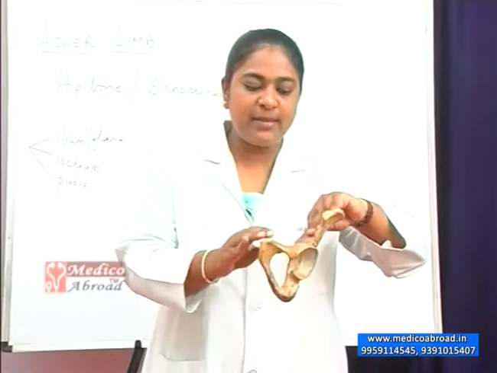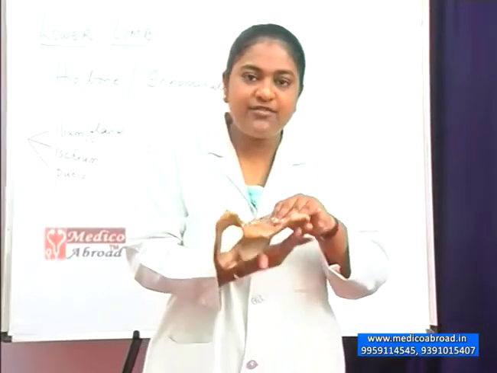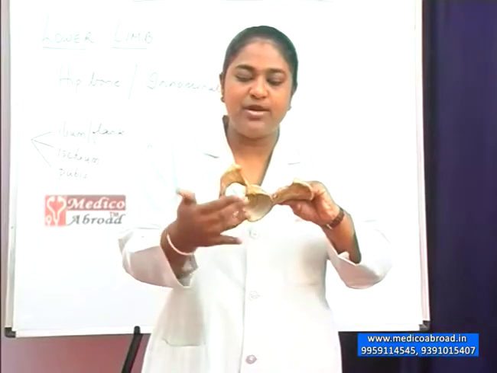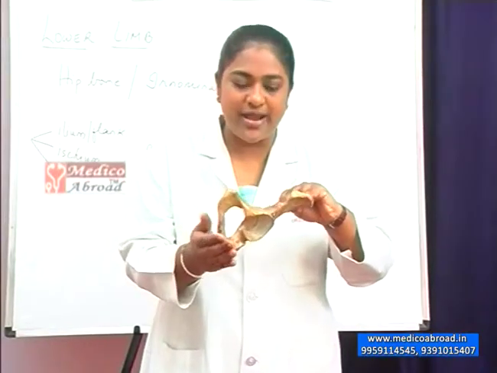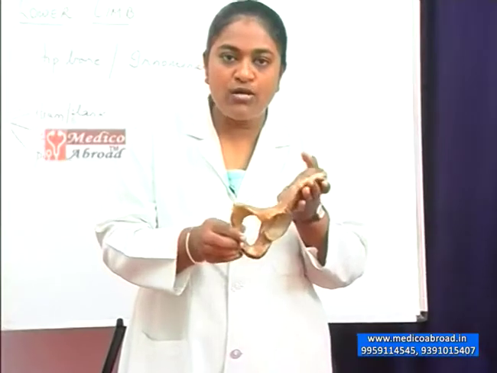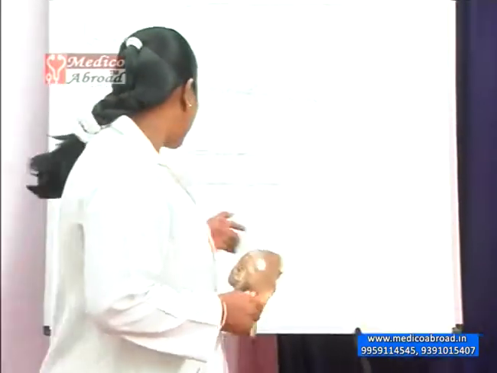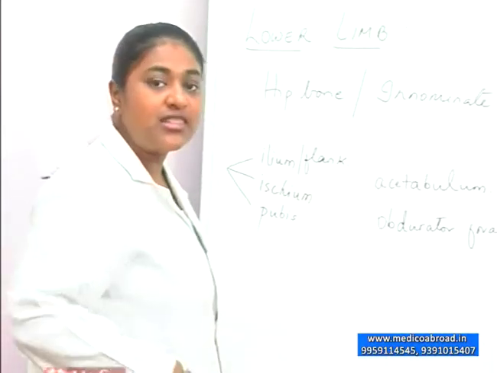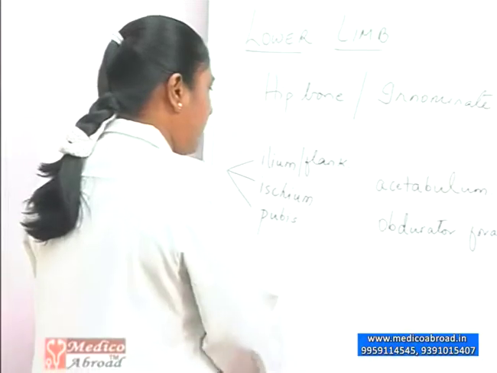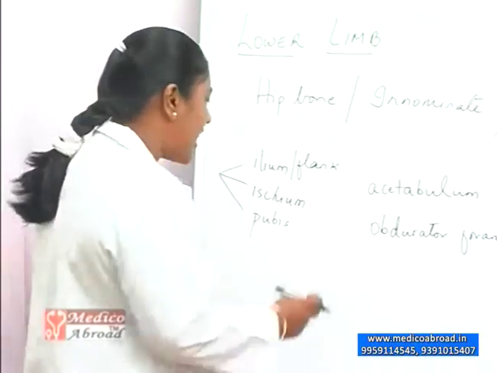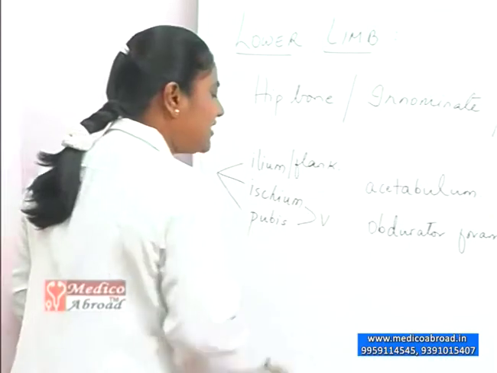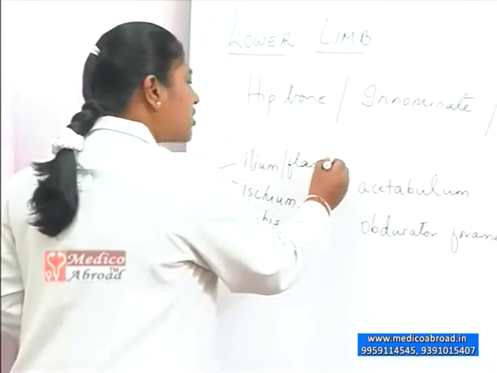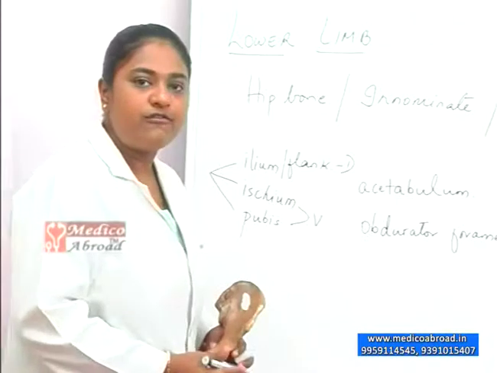Now we have said that the hip bone is expanded above and below the acetabulum, on both sides. Now one hip bone is actually formed by union of three different bones. They are the ilium or the flank bone, the ischium and the pubis. The ischium and the pubis are anterior or ventral bones. The dorsal bone is the ilium or flank.